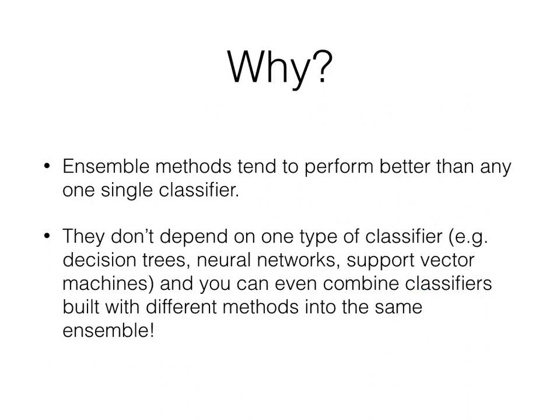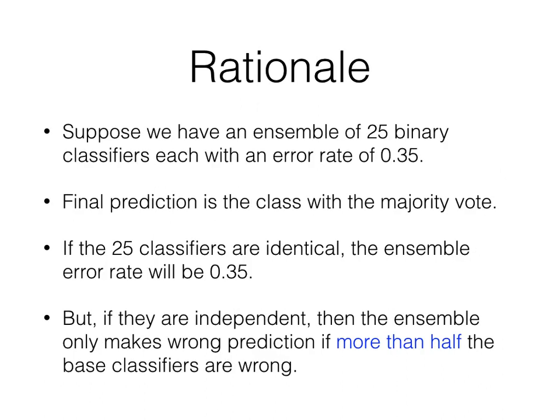So why would we want to do this? Well, it turns out that ensemble methods tend to perform better than any one single classifier on its own. Also, there's something quite nice about them, at least with bagging and boosting. They don't really depend on any one type of classifier. So we could use decision trees, neural networks, support vector machines, or a whole lot of different methods for, say, bagging. We can even combine classifiers from different methods together into the same ensemble. So they're often called a meta-learning method. The rationale behind them is as follows.